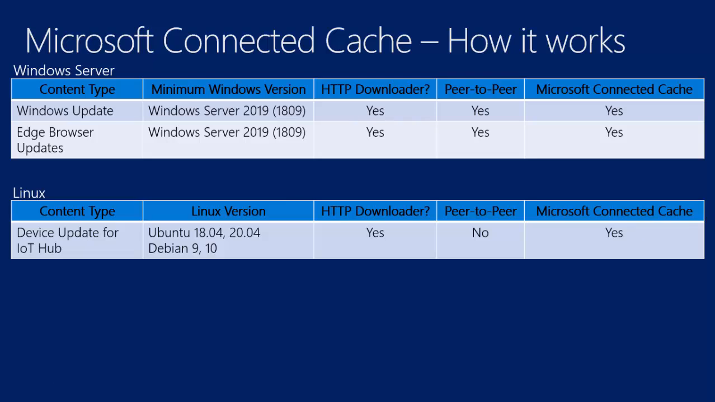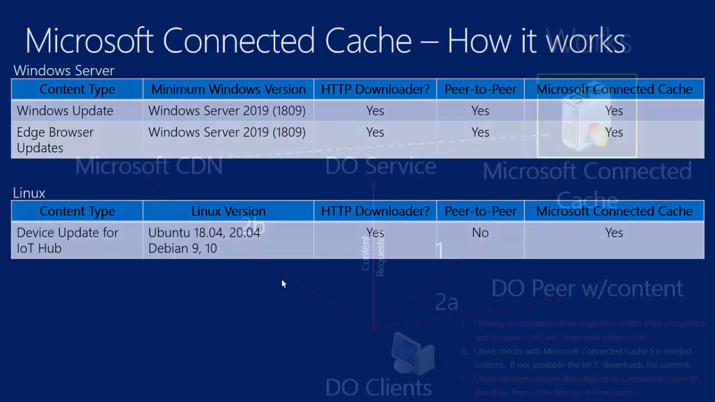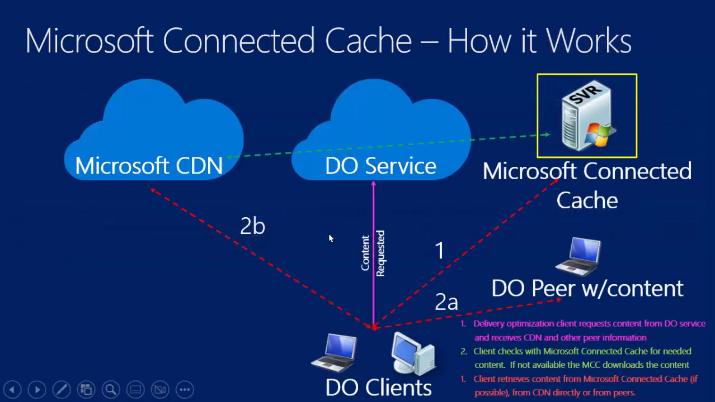Okay, so in terms of how this works, here's a slide that you'll recall from the previous session that we did on delivery optimization. This time I want to highlight the Microsoft Connected Cache server, and the flow is a little bit different than I'm trying to illustrate. Another slide here in just a sec will illustrate it as well. So consider the scenario where we have clients that want to request the delivery optimization content. The first client in line will request it from the delivery optimization service, just like normal.